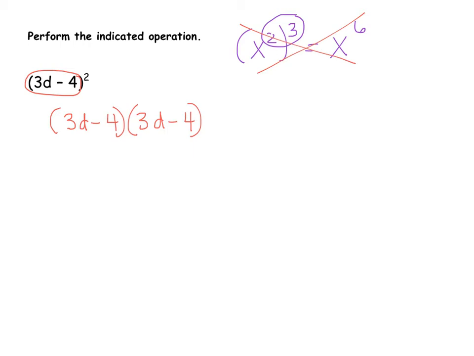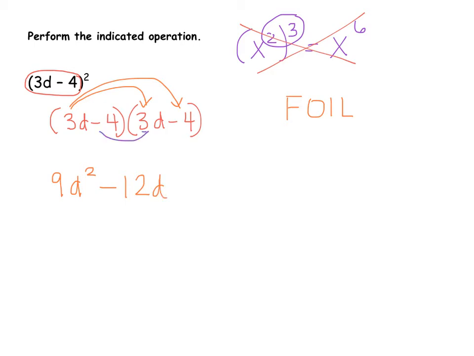Written that way, then it's a lot less tempting to just put a square on 3d and 4. Most people will remember FOIL at this point. It's just a fancy memory trick for distributing, right? We have to take the first terms to multiply them together, so 3d times 3d, so 9d squared. And we have to do the outside, 3d times negative 4, so negative 12d.